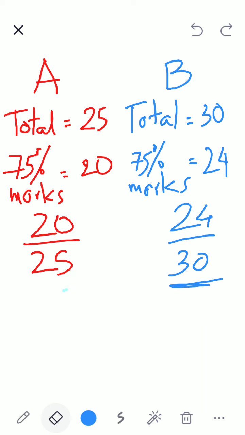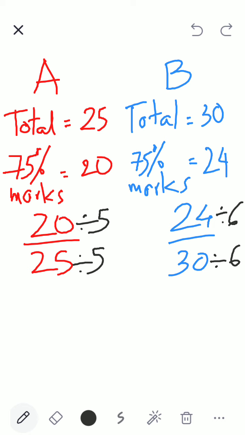So what we did, we saw these two fractions, and one way is we can do LCM because these two are unlike fractions. 20 by 25 and 24 by 30 are unlike fractions. So we can find LCM. But before finding LCM, I decided to simplify these fractions. So I divided 20 by 5 and 25 by 5. And I divided 24 by 6 and 30 by 6. Because these numbers are the HCF. 5 is the HCF of 20 and 25. And 6 is the HCF of 24 and 30.